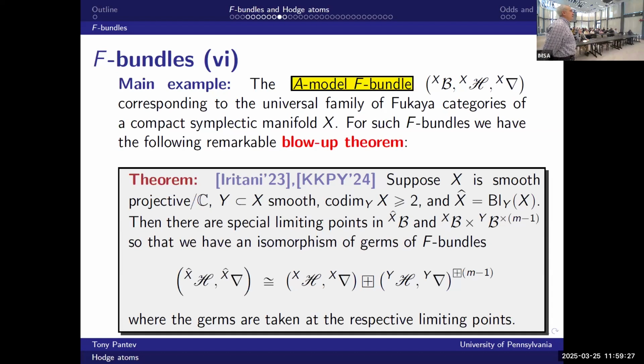So the real content of this theorem is a result of Iritani, who proved that in the formal case. And again, for us, it's needed in the analytic context, so we have to actually check that it makes sense analytically, which turned out to be surprisingly delicate, but not very difficult.